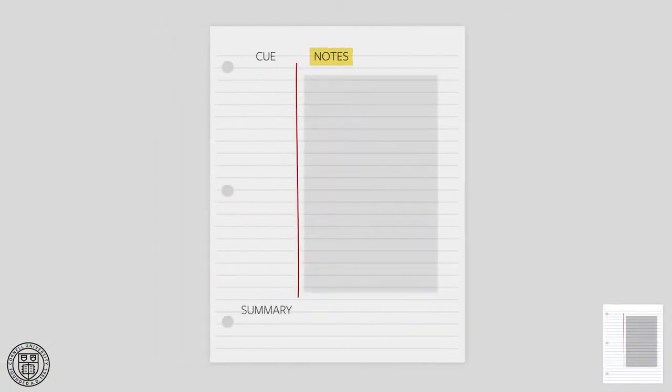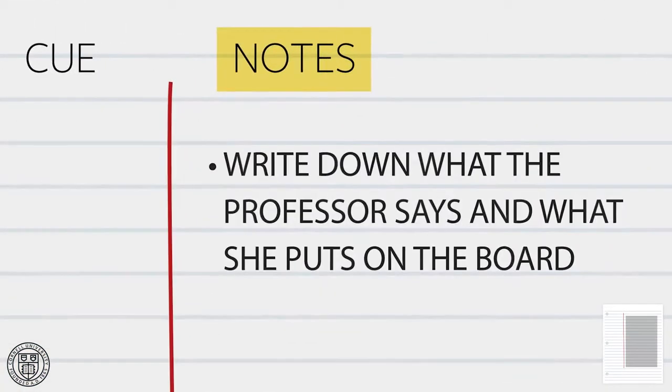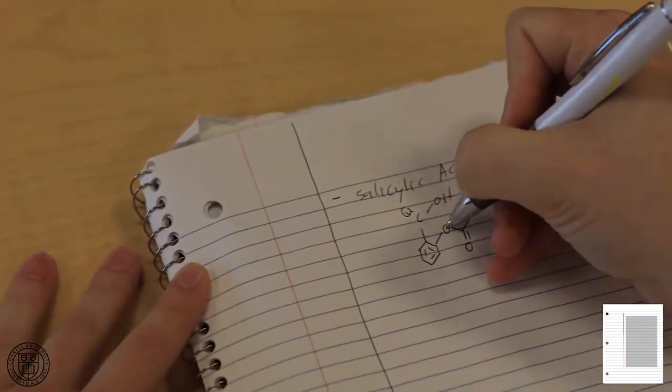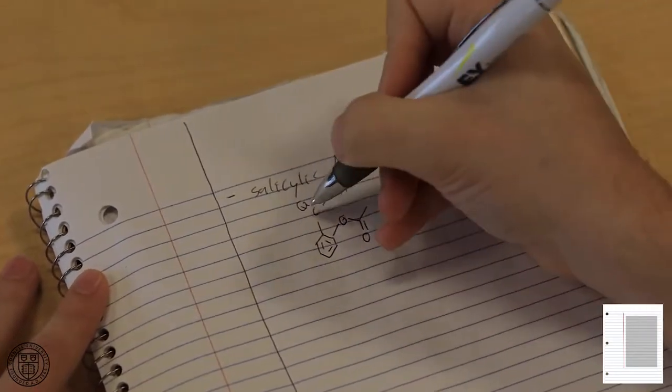The Notes section is where you write down what the professor says and what she puts on the board, but you don't need to write down every word. Useful notes capture both the gist of what's being said and the important details. Using abbreviations and symbols can help you keep up.